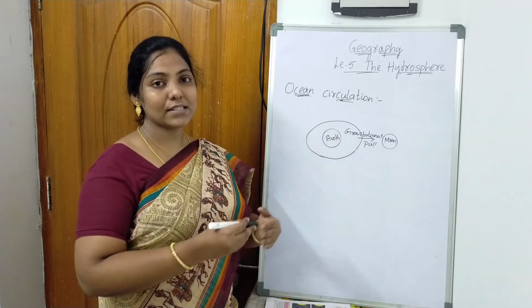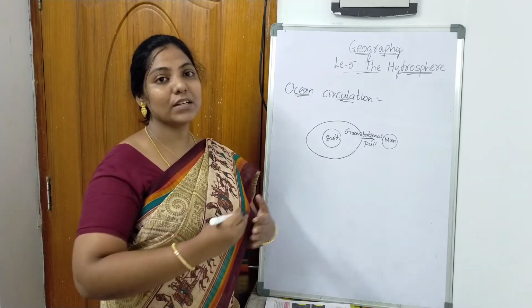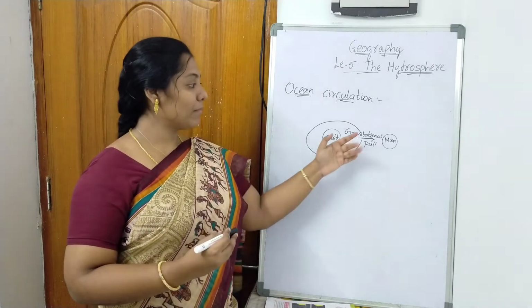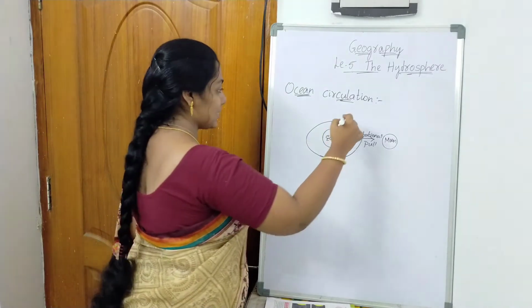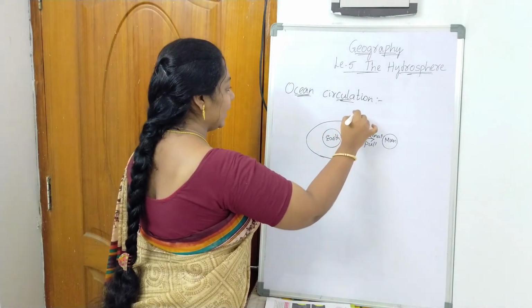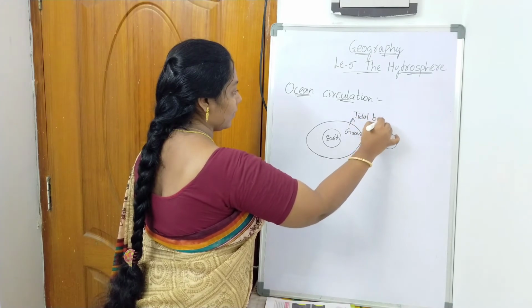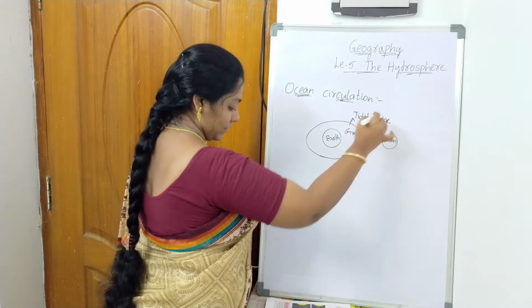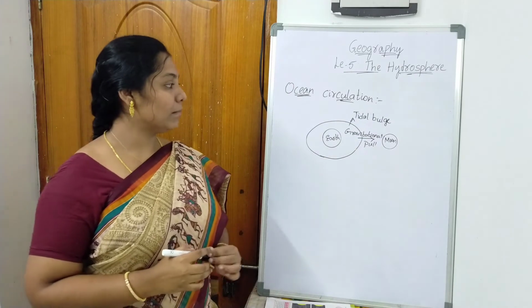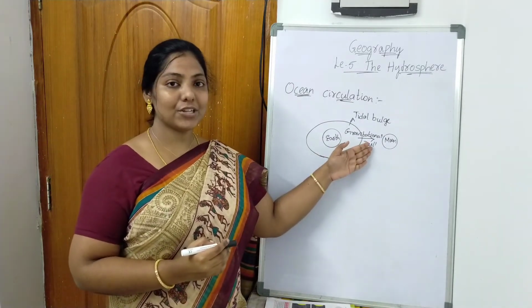Bulge means the water in the ocean is moving towards the moon, thus forming a bulge, and we call it a tidal bulge. It is formed due to the gravitational pull.